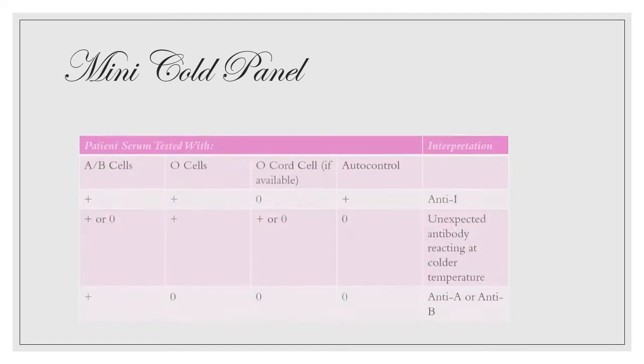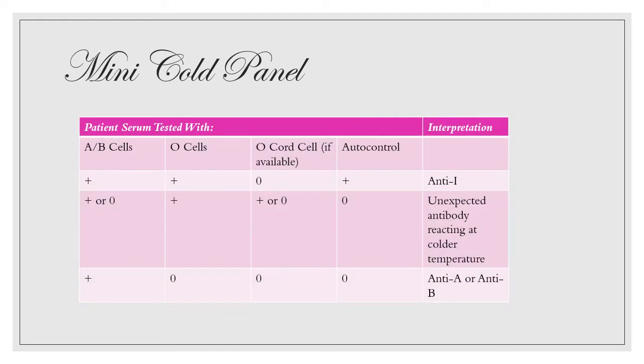If you're taking a technologist exam, you might want to know what's involved in a mini code panel. A mini code panel means you test the patient's serum with A, B cells, O cells, O cord cells if they're available, auto control. Based on your results, you have a certain interpretation.